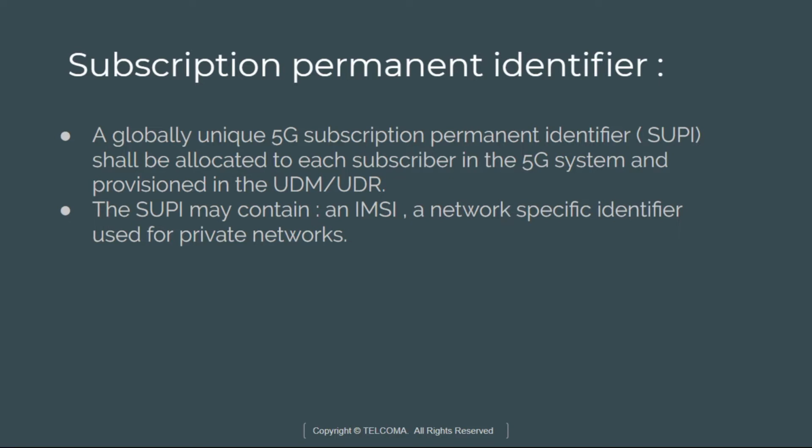Now let's start with the subscription permanent identifier, which is SUPI. This is a globally unique 5G subscription permanent identifier, and it shall be allocated to each subscriber in the 5G system, and it is provisioned in the Unified Data Management or repository. It may contain an IMSI, or a network specific identifier, which is to be used for private networks.